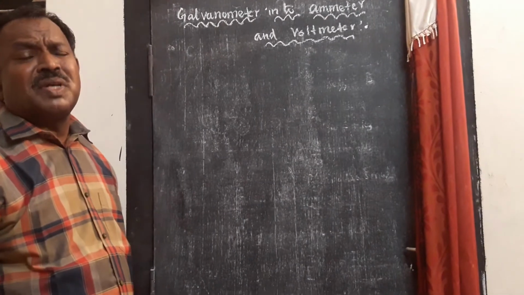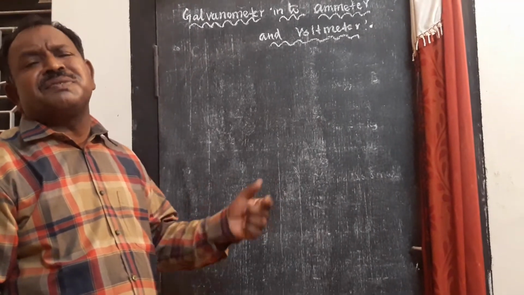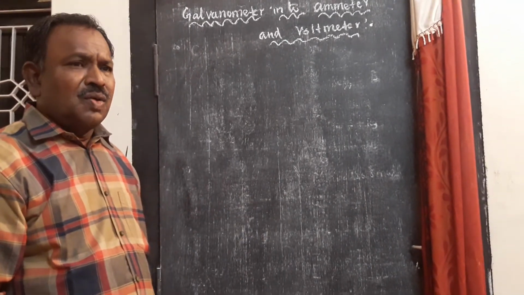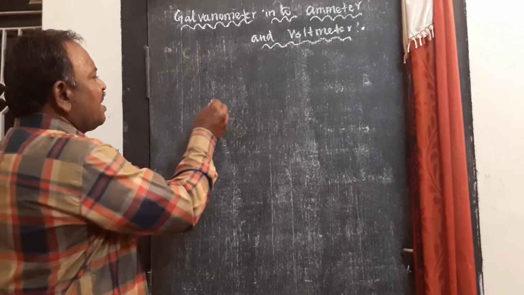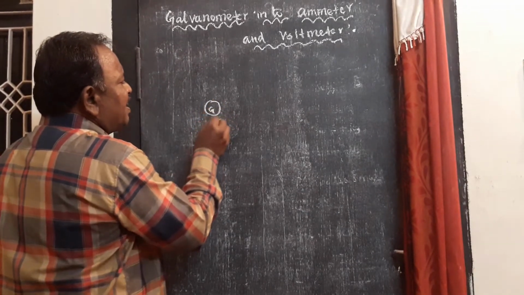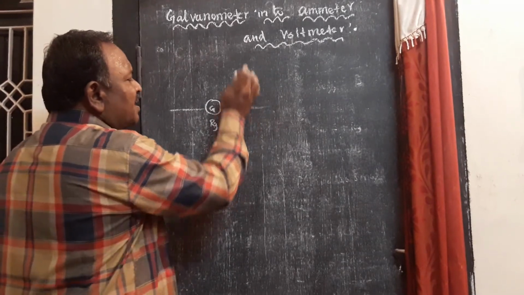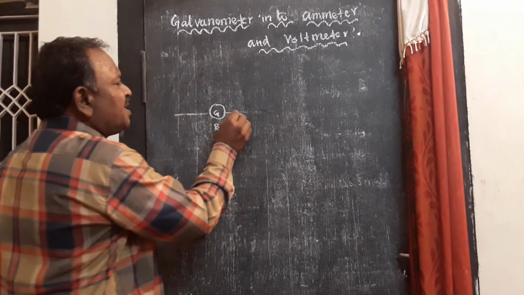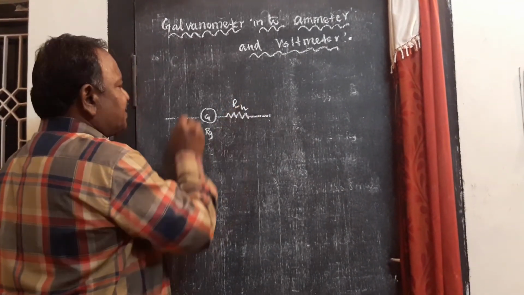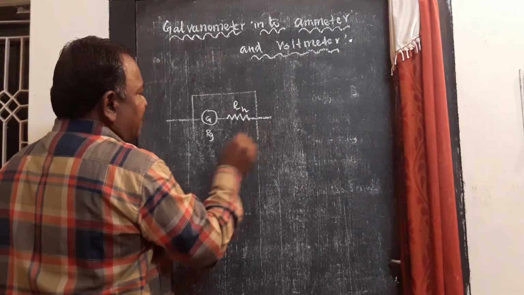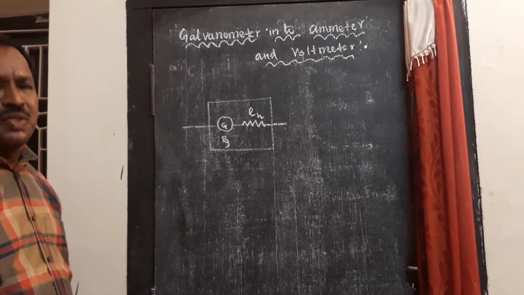A galvanometer is converted into a voltmeter by connecting a high resistance in series with the galvanometer. A voltmeter is a device to measure volts. So we have a galvanometer of resistance Rg, which is to be converted into a voltmeter. It is converted by connecting a high resistance in series. So this is called a voltmeter, and the scale of the voltmeter is calibrated in volts.